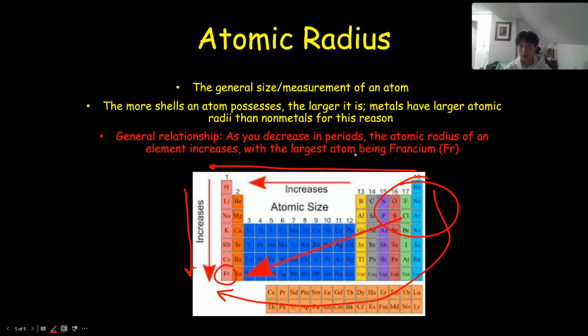So those are some of the basic periodic table trends that you should know and kind of understand in order to apply into questions regarding properties of atoms and elements.